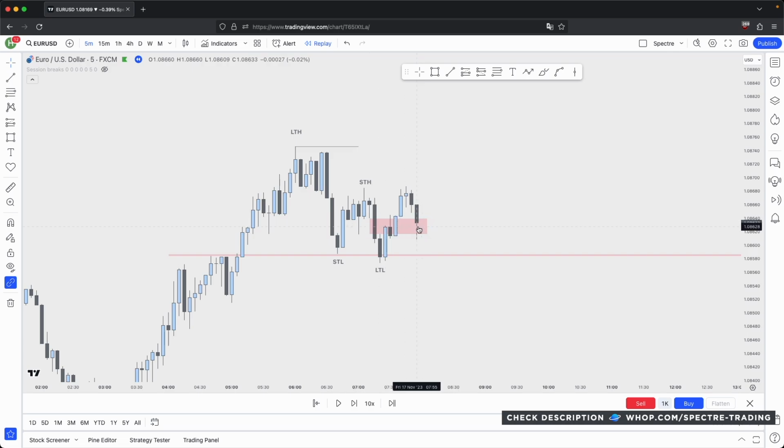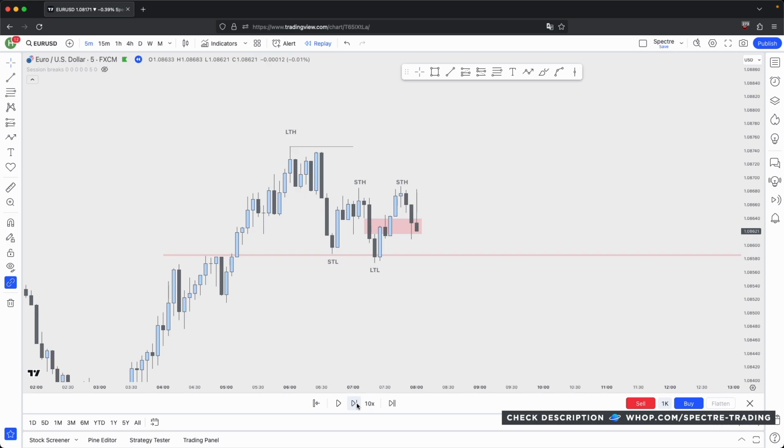And you could use this to anticipate a respect of this inverted fair value gap before continuing higher and taking out this short-term high. This short-term high is still a short-term high. It's not an intermediate term high because a short-term high hasn't formed to its right yet. We have only had a short-term high to its left. So this is still your short-term high.